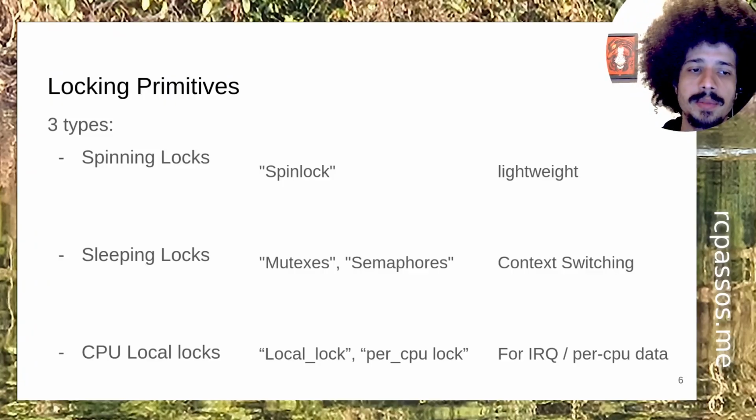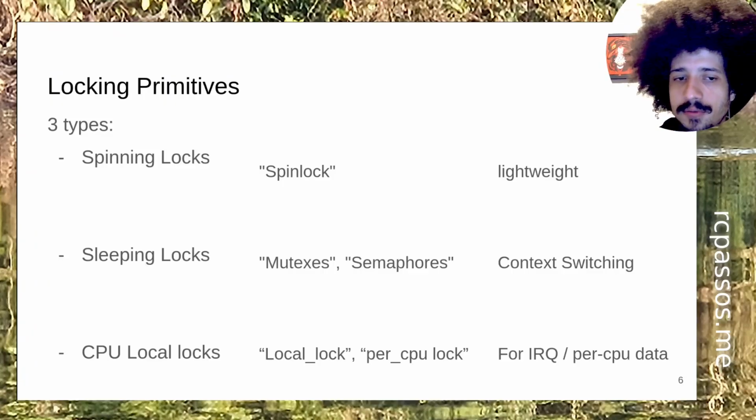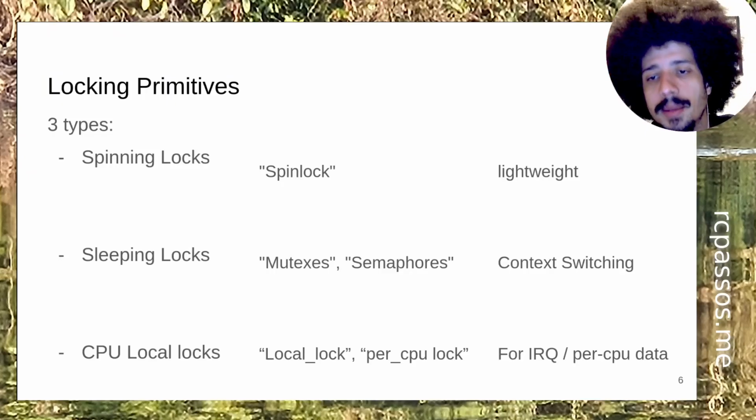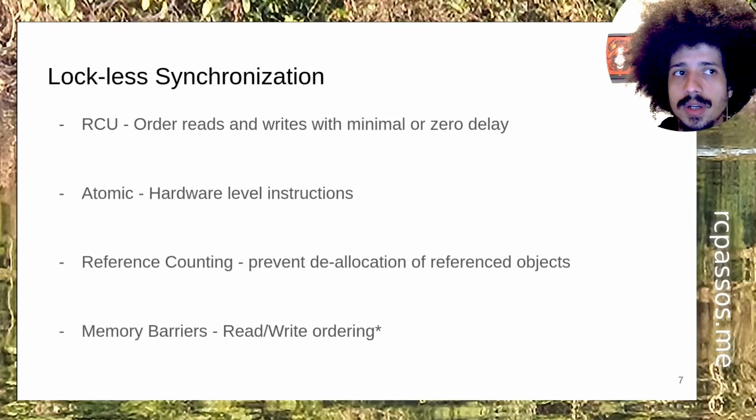Lastly, there are CPU local locks. In the kernel, we have some data structures that are specific for each CPU. This is one of the use cases, but we also have some locks that are only there to prevent interrupts from happening. There are also lockless synchronization algorithms.